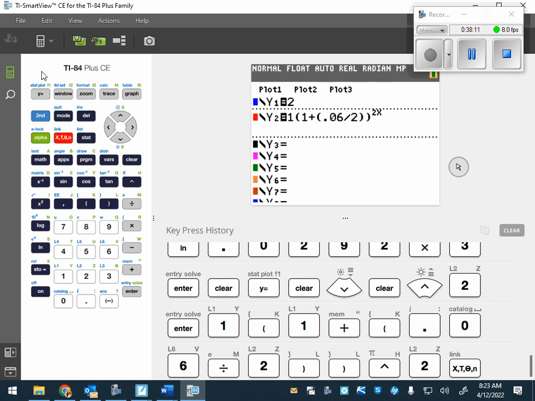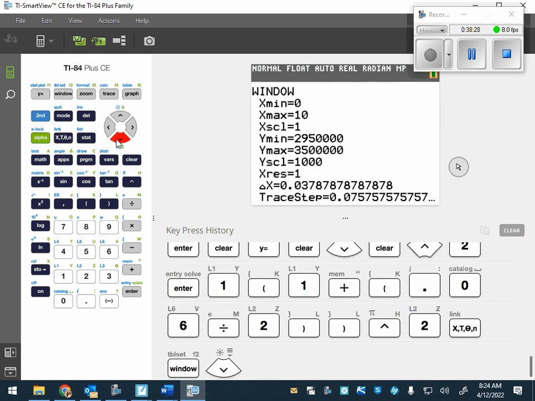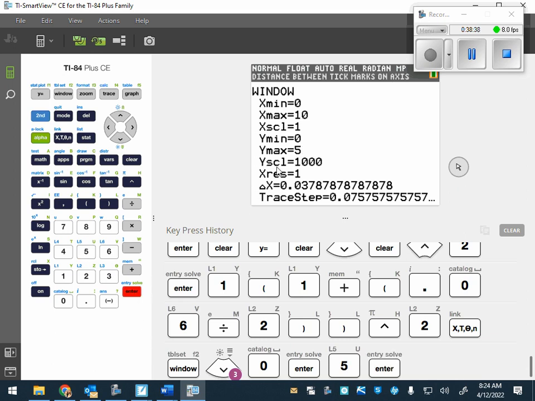If you hit graph, we're still in that large window. Just making sure everyone has this. Now go to your window. 0, 10 is fine. The y minimum, we could put as 0. The y max, you could do 5. And the scale, SCL means scale, so the increments can be 1. Hit graph.